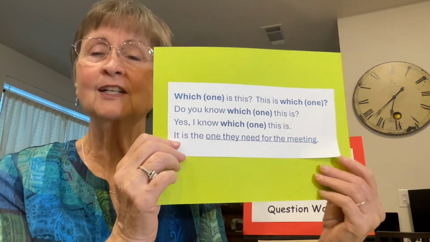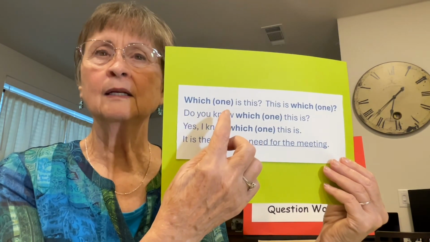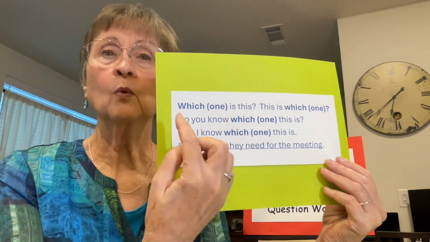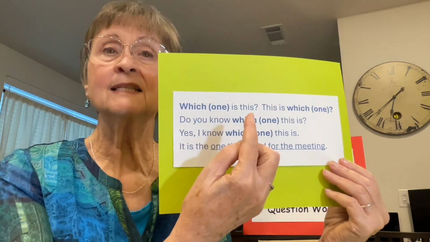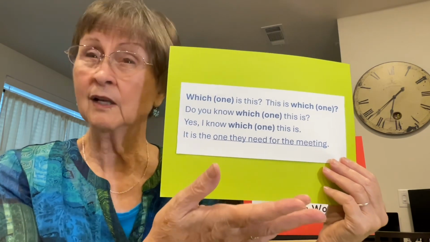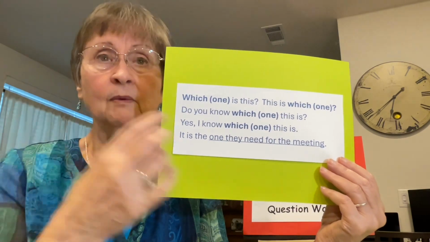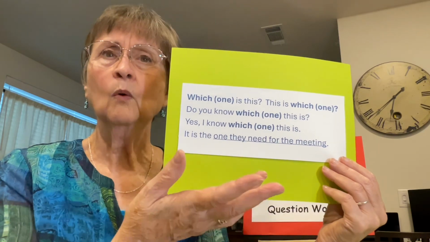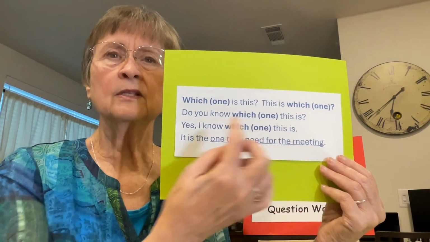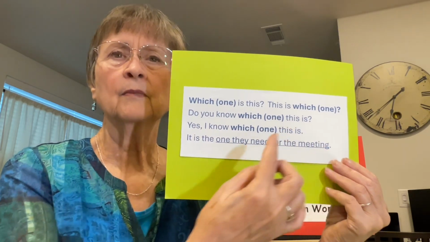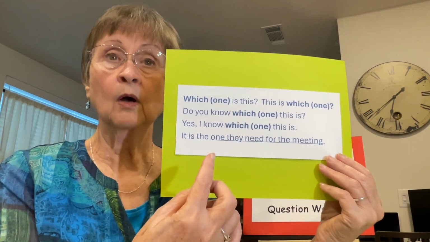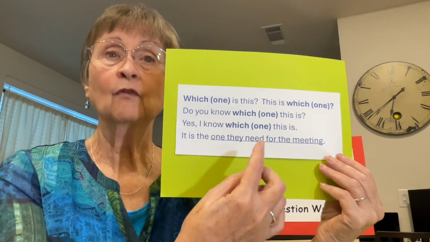And the word which, many times we put which one with it, but you don't have to, so I put it in parentheses. Which is this, or which is it? Or which one is this? This is which one? Maybe this is which, but I would rarely say this is which. I would say this is which one? Or which one is this? Do you know which one this is? That's the longer version of the question. Yes, I know which one this is. It is the one they need for the meeting.